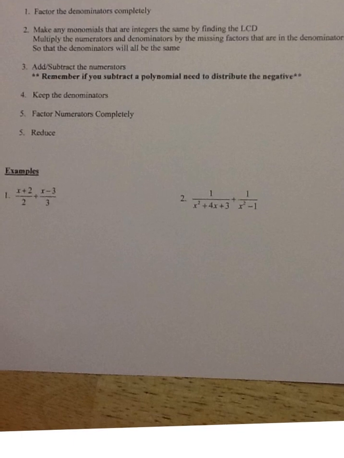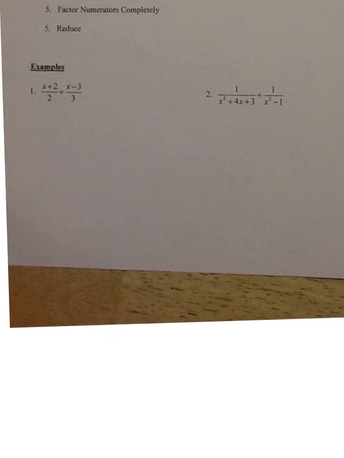And then it's just like denominators. You're going to add or subtract the numerators. Remember, if you have a subtraction of a polynomial, remember to distribute the negative. You're going to keep the denominators. You're going to factor the numerators completely, and then check to see if you can reduce.